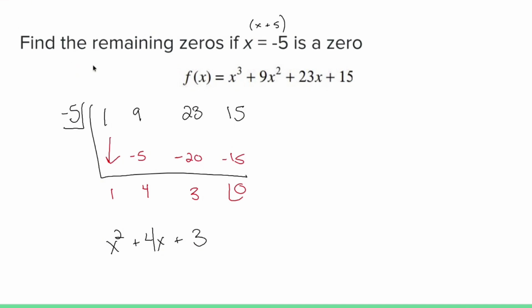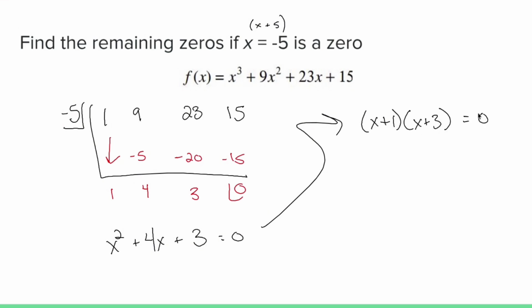Now I have to find the remaining zeros. So we can set that equal to 0 and factor. Let's bring it up here. Think of two numbers that add up to 4 and multiply out to 3. x plus 1 and x plus 3 do just that. Set it equal to 0. The opposite of these numbers are going to be negative 1 and negative 3. So the remaining zeros are going to be negative 1 and negative 3, after I know that it's already negative 5.